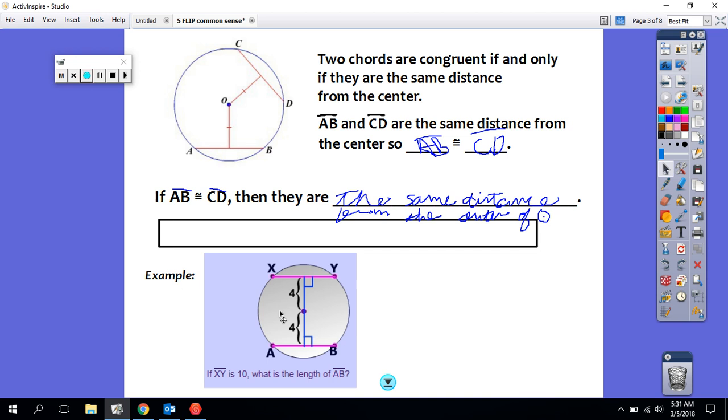All right, so in our example here, we can see in the picture that from the center of the circle to chord XY is 4 units, and from the center of the circle to chord AB is 4 units. And it says that if XY is 10 units, what is the length of AB? Well, since they're the same distance from the center, they have to be congruent. So that means that if XY is 10 units, then AB is also 10 units. Alrighty, so there are our first two common sense chord problems.